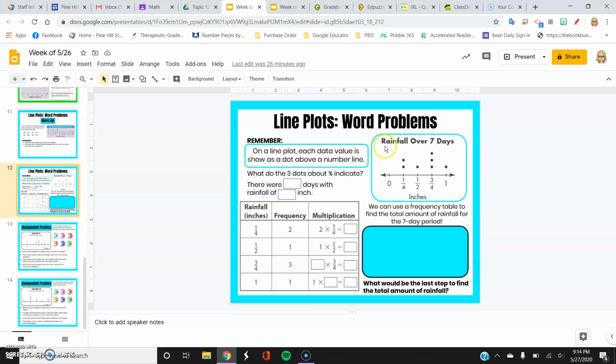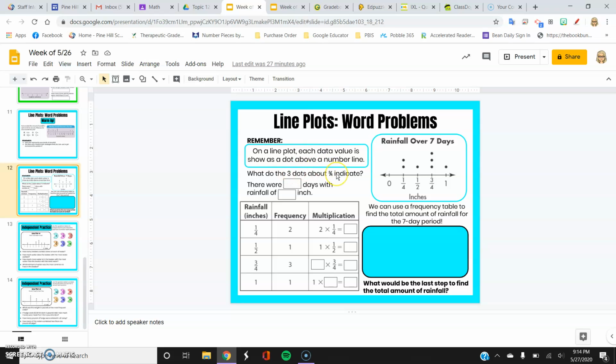Okay, so here I have a line plot that's rainfall over 7 days. So over a week, someone plotted the rainfall in inches. Okay, so one day it was 1/4 inch, another day it was 1/4 inch, another day it was 1/2 inch, 3/4, 3 different days, and 1 inch another day. So this kind of starts warming us up.